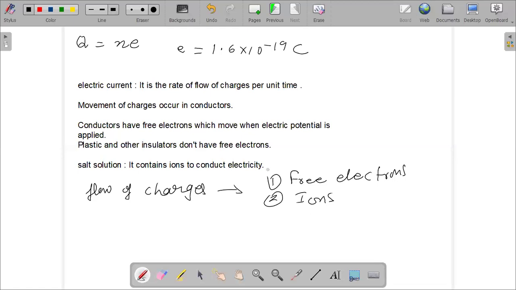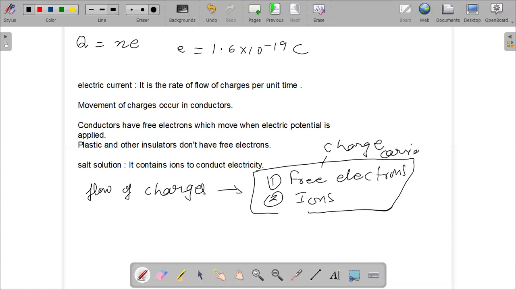These are also called as charge carriers. That means they carry the charge in an electric circuit. So sometimes the charge carriers can be electrons, sometimes the charge carriers can be ions. For wire, the charge carriers are electrons, and for solutions, the charge carriers are the ions.